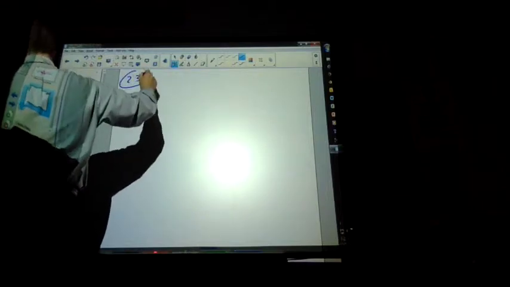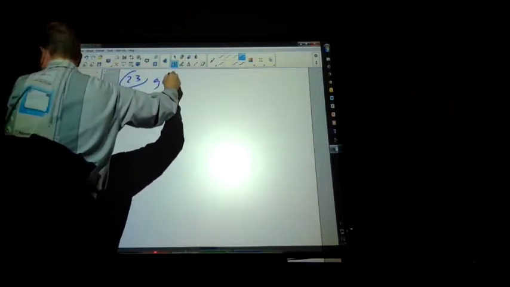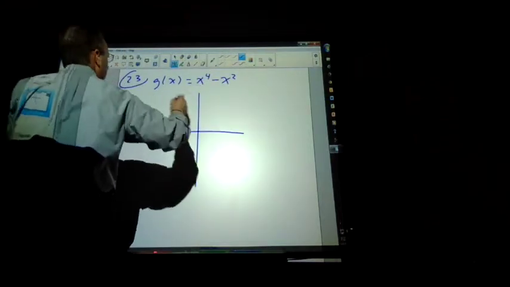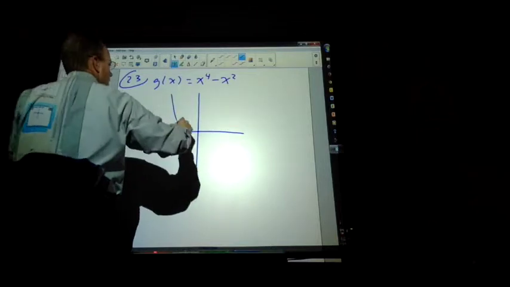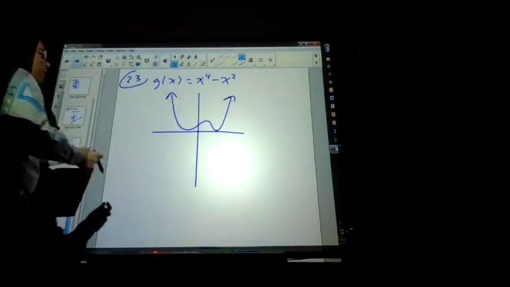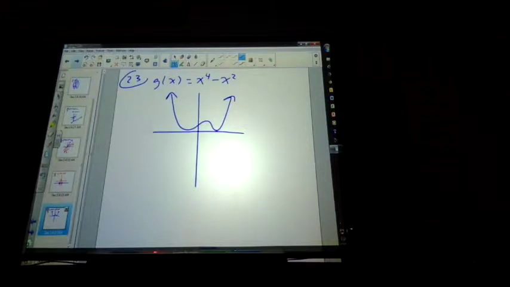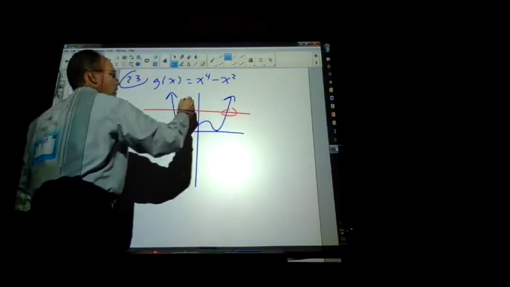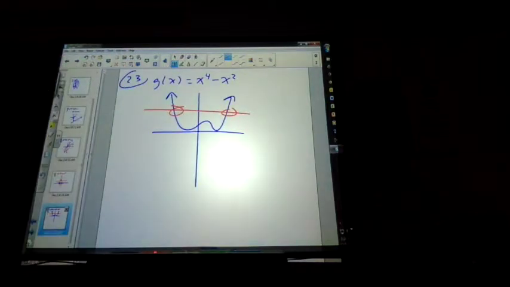23, we have g of x equal to x to the fourth minus x squared. Okay, x to the fourth is going to be something like this. Remember end behavior, asymptotes, it's going to look like this. So again, this is not going to pass the horizontal line test. It does not have an inverse function. Okay, the only time it would have an inverse function is if you restrict the domain.